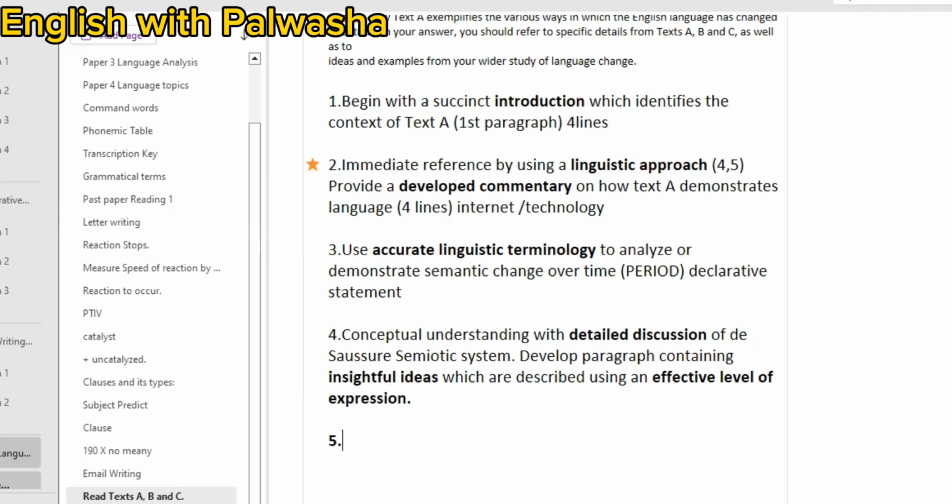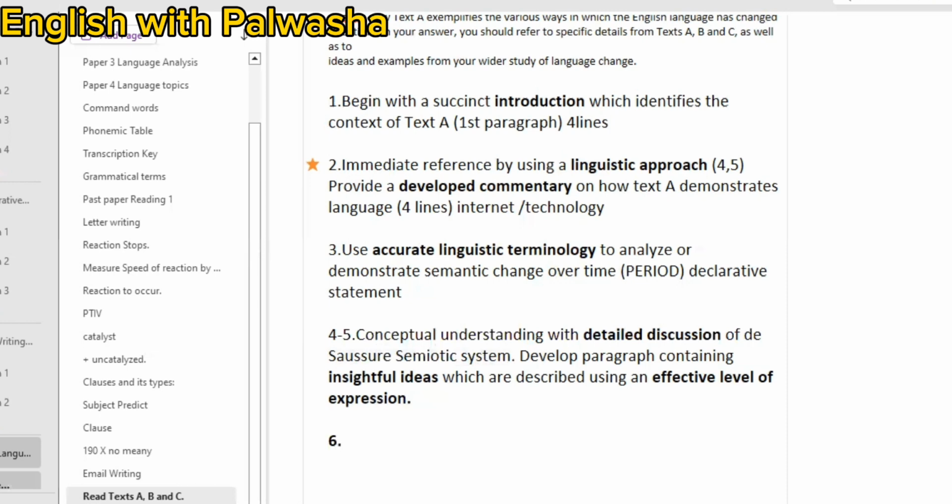Okay, fine. So the fifth paragraph, maybe you can create this fourth and fifth paragraph about these things, the conceptual understanding with detailed discussion, and develop a paragraph containing insightful ideas as well. And also I want you to please Google this Saussure semiotic system, what it is. I'm going to ask you why they have given the reference of this. You need to tell me the Saussure semiotic system, what it is. Then comes the sixth paragraph.